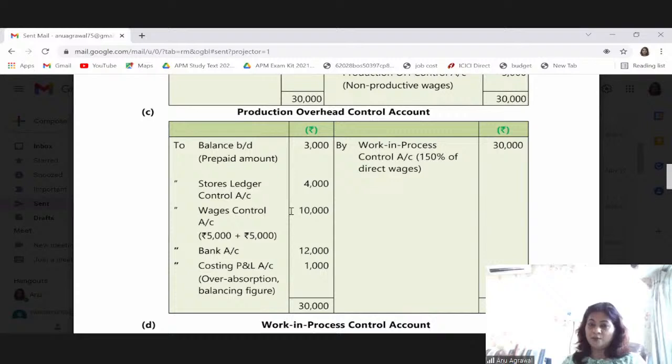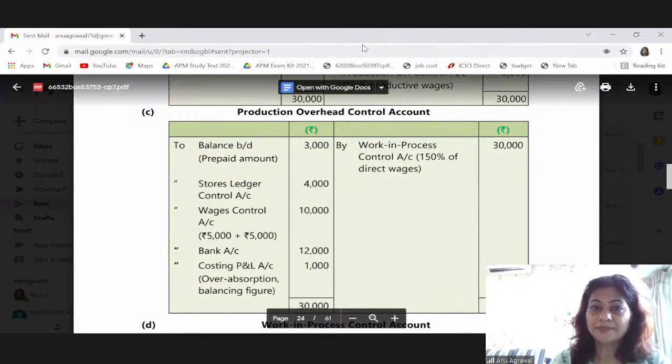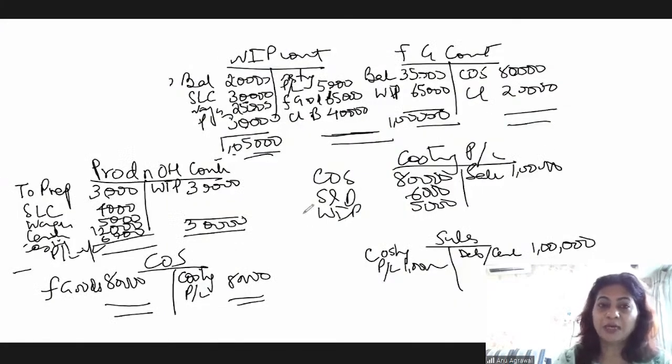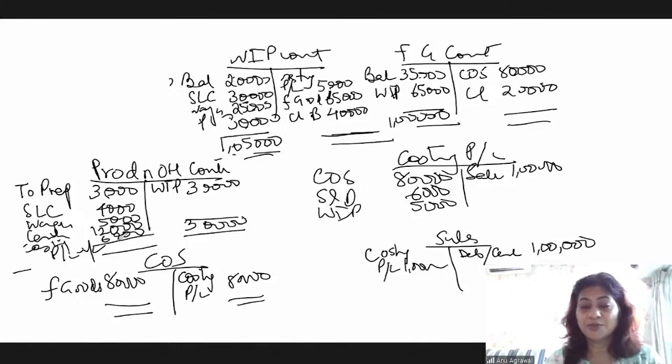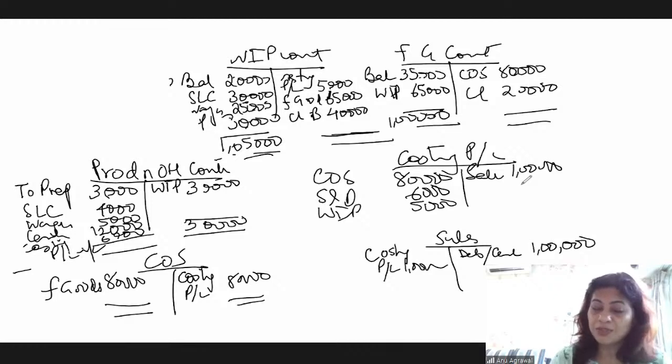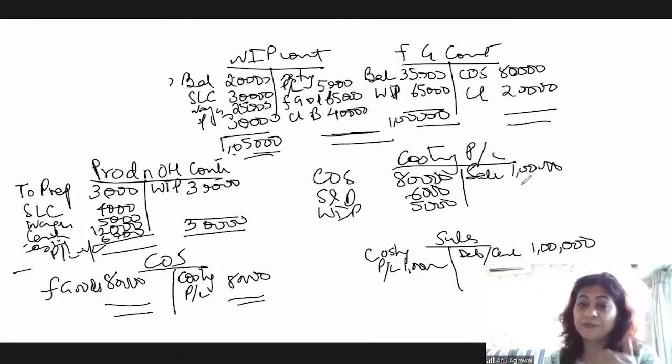Other answers would have also tallied. Why? Because if we go back to what we had done, we transferred 25,000 from the wages control account to the WIP account. Then from the WIP account, I transferred 5,000 directly to the costing P&L account. So the 5,000 came from here. Then the production overhead control account was also showing 6,000 to the costing P&L account. So can you understand this 6,000 would have come here? Yes. So automatically an over absorption of only 1,000 is left.